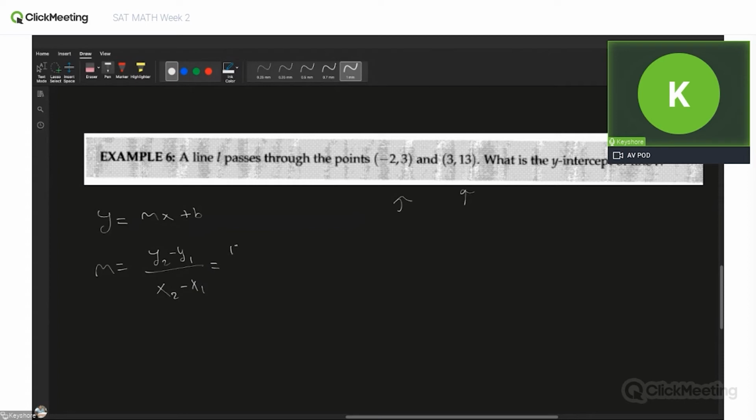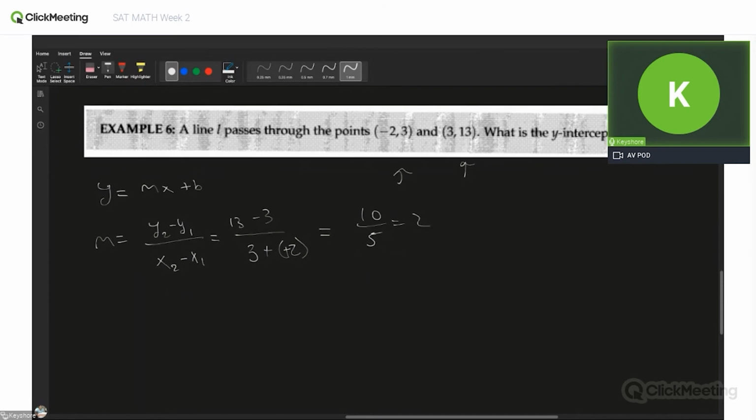Let's use 3, 13 as the second coordinate, and -2, 3 as the first. So we do 13 minus 3, and then for our x2, that's going to be 3 minus x1, which is -2, so 3 minus (-2). Remember, I made parentheses here so that I don't get things mixed up. I'm merely replacing the x, making sure that negatives stay consistent, because these negatives turn into a plus. So 13 minus 3 is 10, 3 plus 2 is 5, and this equals 2. So the slope is 2. We got that figured out.